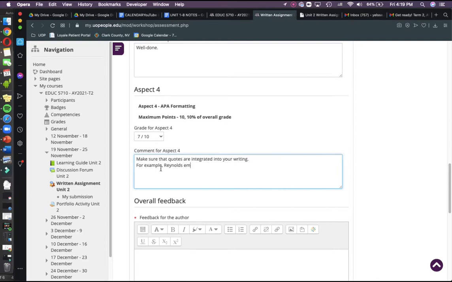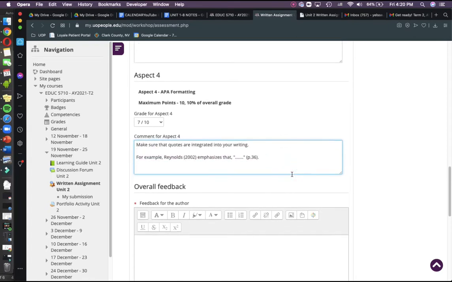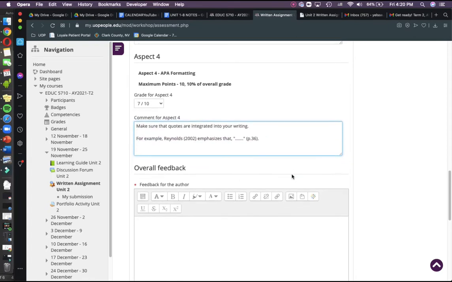This is another thing that I wish more people would do, and I don't do it 100% of the time, which is to give examples on how to make it correct. So I just show him how to do the in-text citation, because that's key to know how to integrate quotes.